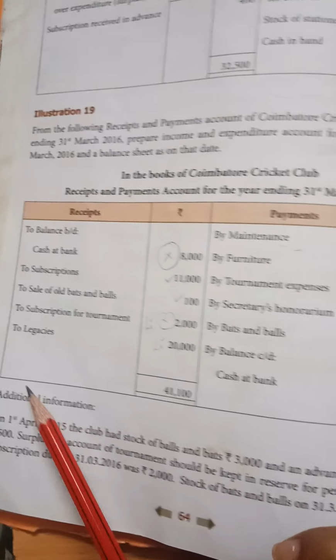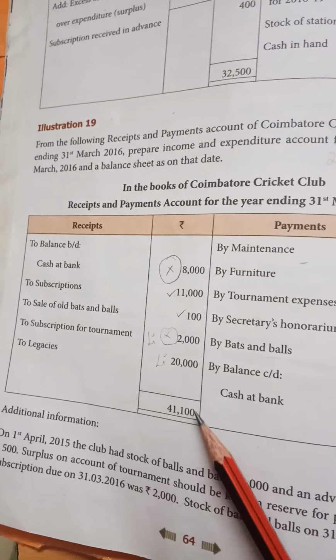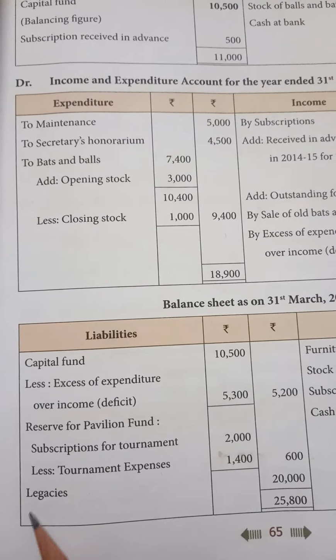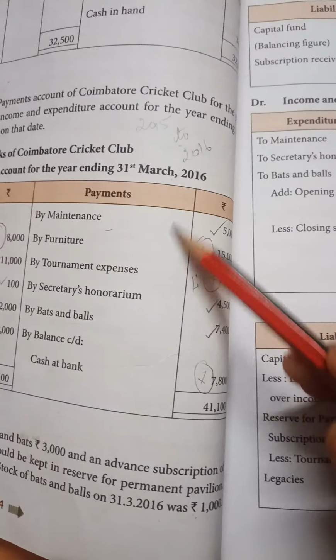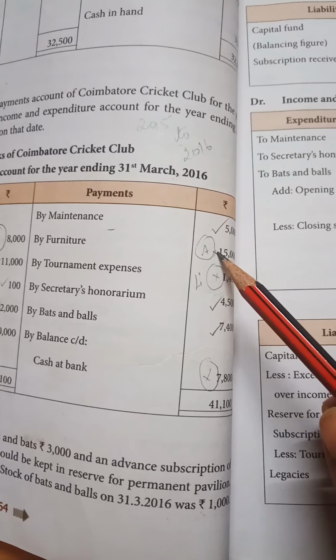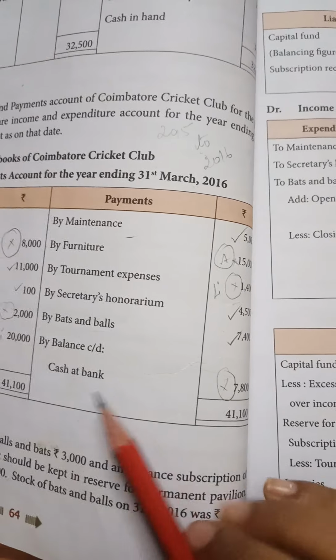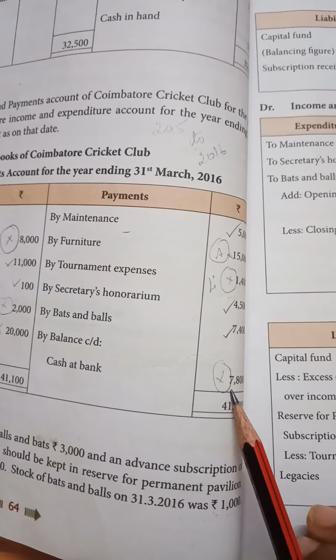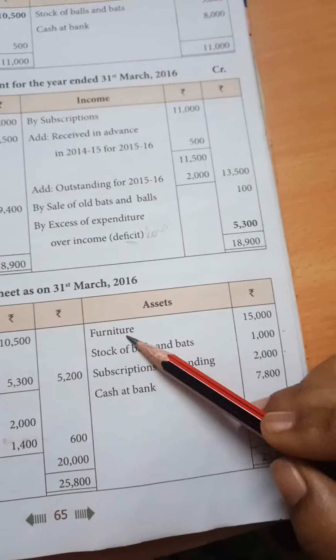Okay, then comes legacies. As we discussed, this is also a capital receipt, so we are taking this to the liabilities, legacies rupees 20,000. Then moving on to the payment side, we have assets, that is furniture and nothing else. Though here we have cash at bank.